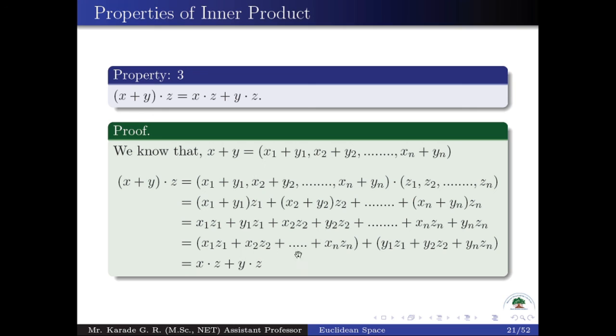So this first bracket is nothing but the inner product of vector x with z, and the second bracket represents the inner product of vector y with z. So see here, we have proved the third property of the inner product: x plus y dot z is equal to x dot z plus y dot z.